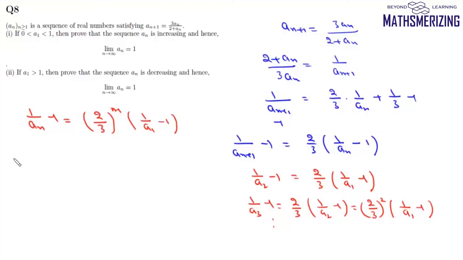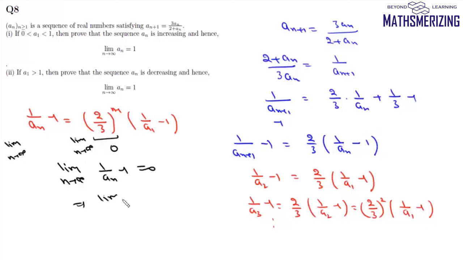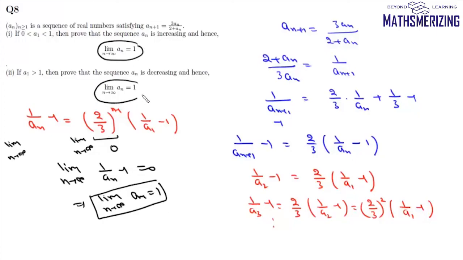Now we'll take this limit n tends to infinity, then this (2 by 3) to the power infinity will be 0. We'll get the limit as n tends to infinity of 1 upon a_n minus 1 equals 0, and from here we can say the limit as n tends to infinity of a_n will be 1. So for all the values of a_1, this limit will always approach 1. So in both the cases, we have the limit as n tends to infinity of a_n equals 1.